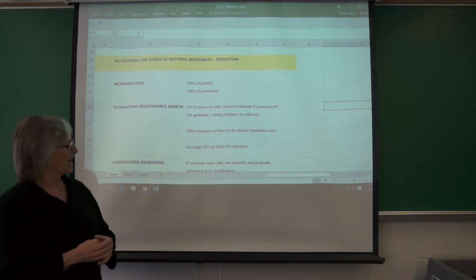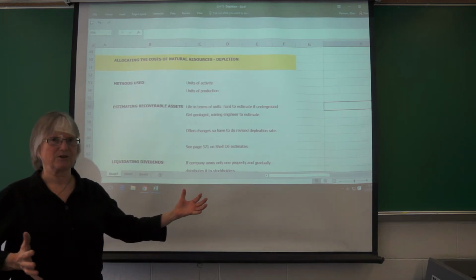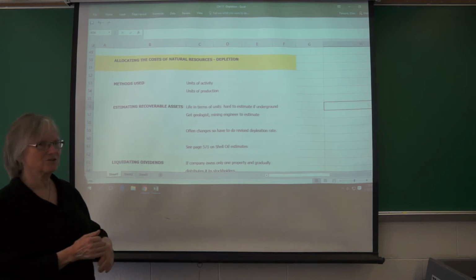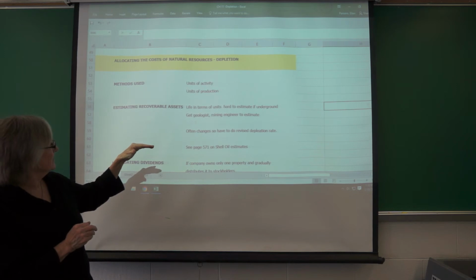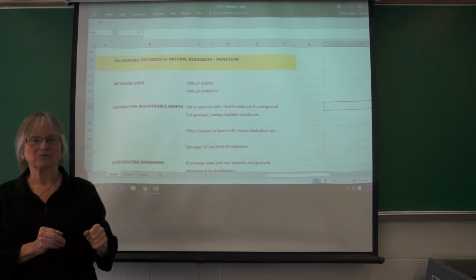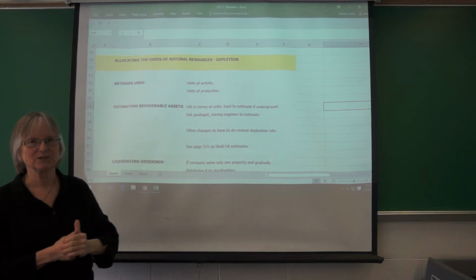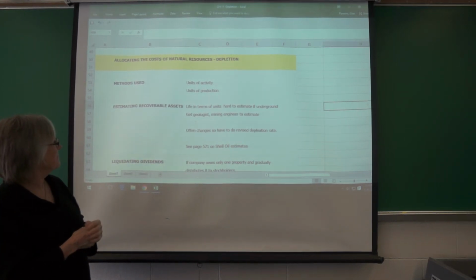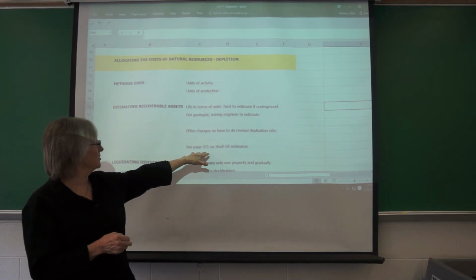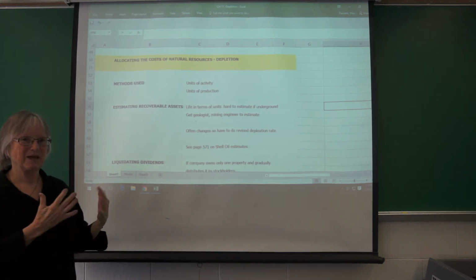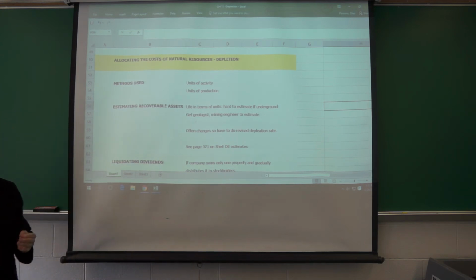Well here, how do you know how much minerals are in the ground? How do you know how many trees are in the forest to do this equation, to do this estimate? So you have to figure out the life in terms of units, and it's hard to estimate if it's all underground. So an accountant does not do this. You call your friend, the geologist, the mining engineer, to estimate it. I think they tell you about some of the Shell oil estimates in the book that might add a little bit to this. Okay, so you have to estimate the recoverable assets.